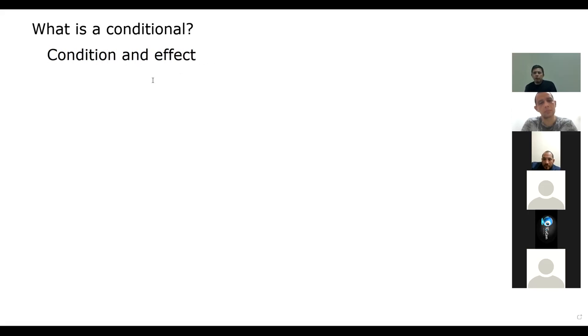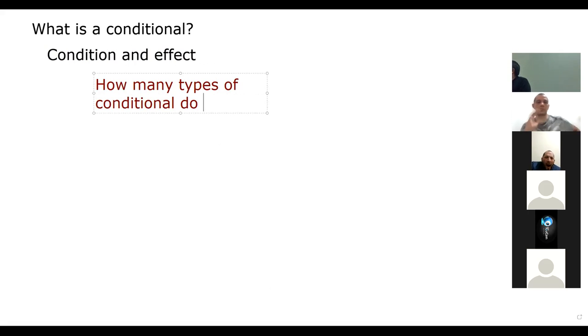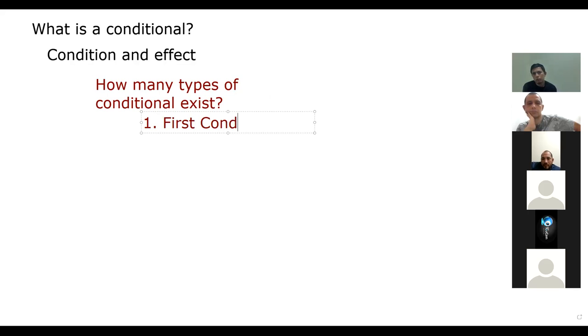So David answered this question, you know, how many types of conditionals do we have, okay? So let's see, how many types of conditionals do we have, guys? How many types of conditionals exist? Two. Right. No. No. All right, the right answer, guys, is you got first conditional. Write this down, guys, okay? I'm sorry, you have zero conditionals.